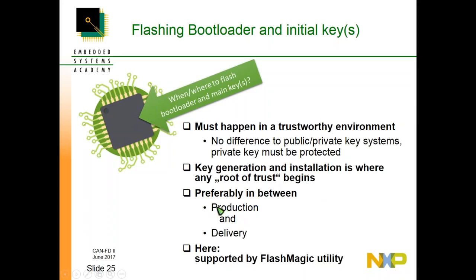Typically the recommended place would be somewhere between the end of production and delivery. If you use a third party for production and you don't want that third party to have the keys, then you have to find some way to program the keys in-house after production is delivered to you, before you deliver to your customer. We made sure that for our bootloader, this is fully integrated also in the FlashMagic utility. So typically at the same time where you install the bootloader itself, that is also the place where you could have the default initial keys programmed.